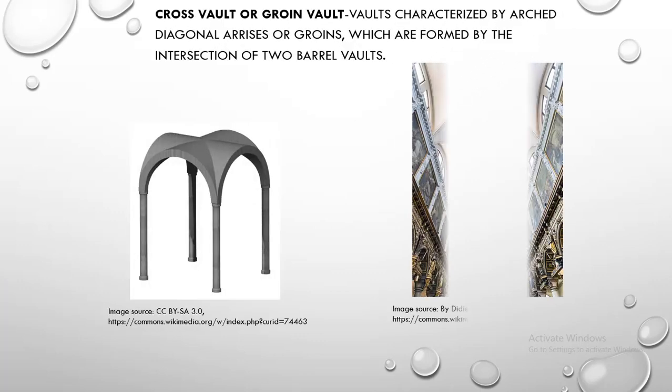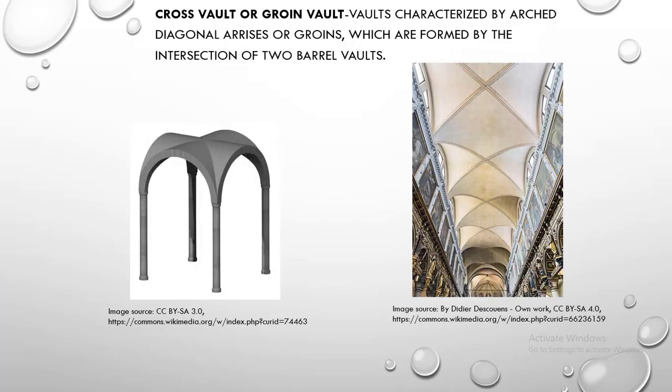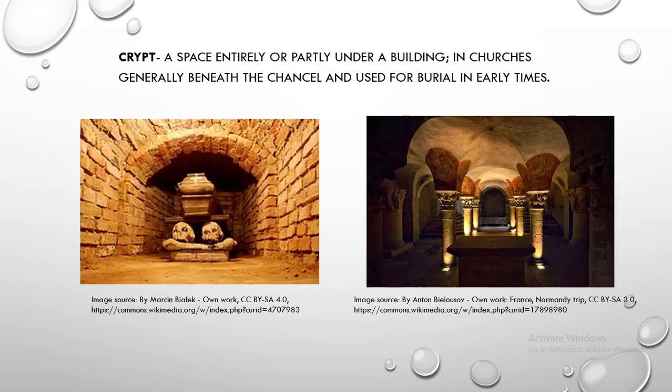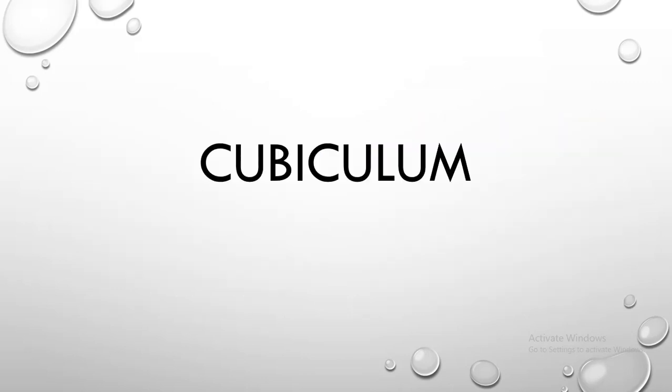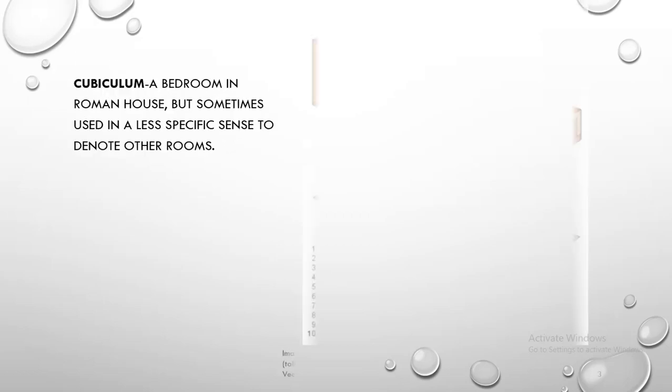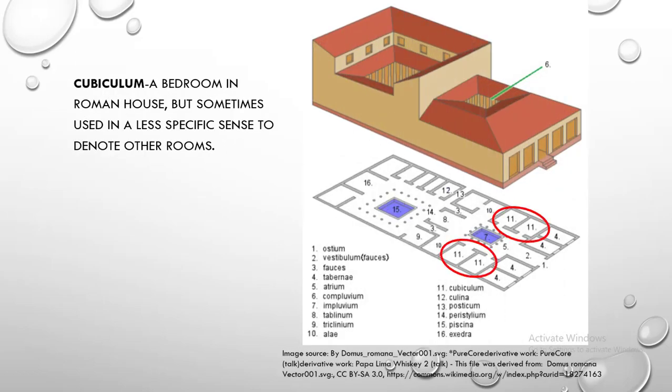Cross vaults or groin vaults are vaults characterized by arched diagonal arrises, or groins, which are formed by the intersection of two barrel vaults. Crypt. Crypt is a space entirely or partly under a building, in churches generally beneath the chancel and used for burial in early times. Cubiculum. Cubiculum is a bedroom in a Roman house, but sometimes used in a less specific sense to denote other rooms.